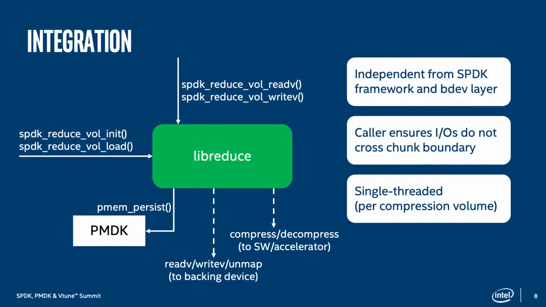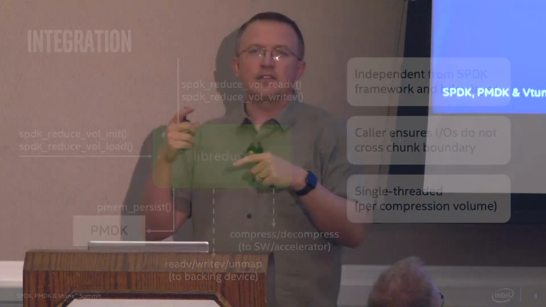And then the SPDK reduce vol load, at any point later, once we have a block device, we can tell SPDK reduce to try to load a compressed volume based on what's on that device. If it doesn't find the metadata, it's going to return an error. And that's perfect, because that's exactly what we want. As we go through this examine process and start looking at all the BDEVs that are getting exposed in the system, this is what allows the BDEV module to determine whether it should claim it or not.